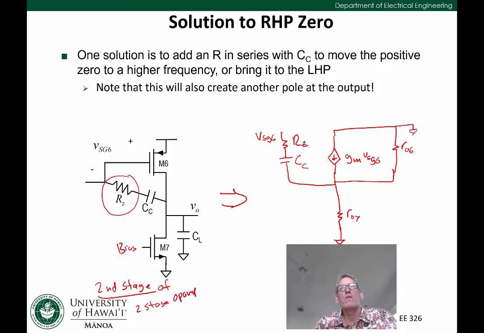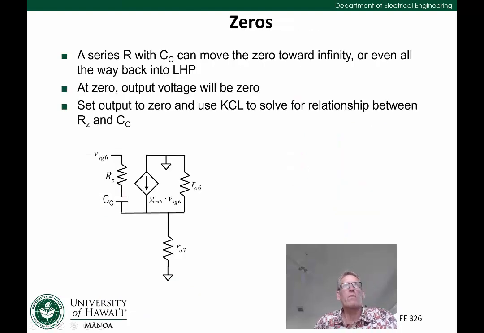Okay, so we can now analyze the circuit to try to figure out how we might pick this value of CC. We've added this series R with CC, and we can move the zero out. The key observation, if we want to quantify this relationship, is to say that at the zero, the voltage at the output should be zero. That's in fact what the zero means, right? We're not going to have any output voltage. So if we set the output voltage to zero and then use KCL at that node, we can find a relationship between RZ and CC. So let's go ahead and do that.